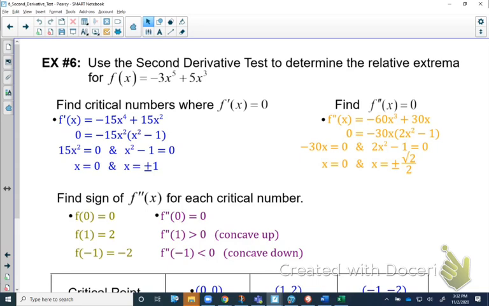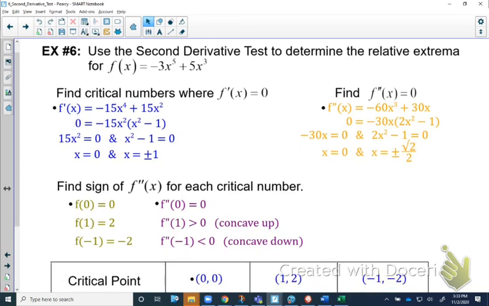So what it tells you here is to find the sign of the second derivative for each critical number, meaning I take the critical numbers of the first derivative and plug them into the second derivative and see what I get. So at f of 0 I get a 0, at f of 1 I get a 2, and at negative 1, I'm sorry, we're not plugging them into the second derivative, we're plugging them into the primary function, my apologies, and these are the numbers that we're getting: 0, positive 2, and negative 2.